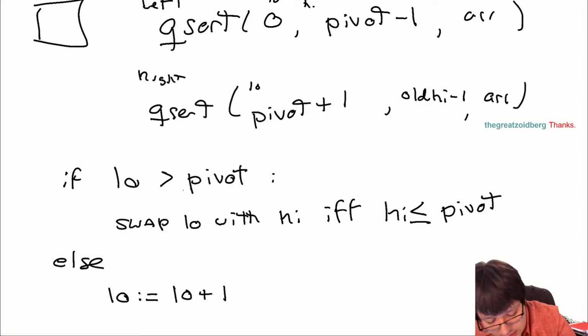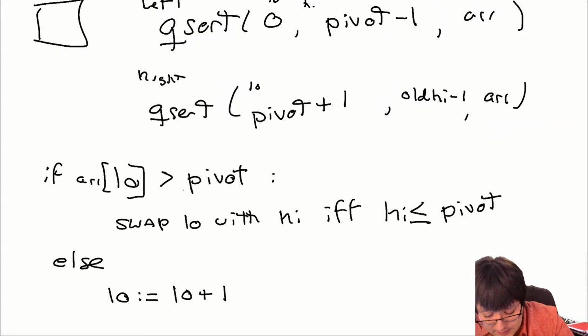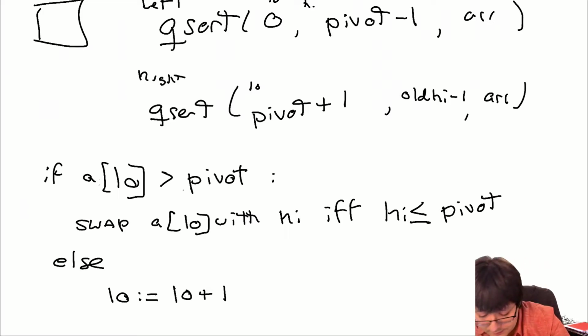I feel like I will lose you if I don't put the index, so I might do the index like that, okay? That way you don't get confused. So I'll put that in. We'll call it A, not R. It's less writing. And same here. You're not swapping the index, you're swapping the contents of the index.